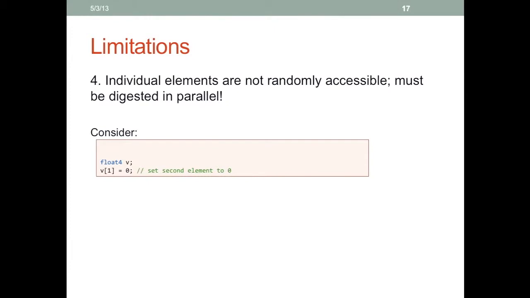Another one that gets everyone, it's important to realize that individual elements are not randomly accessible. They must be digested in parallel. Everyone wants to do this. We have a vector, and we want to access the second element of the vector directly. Let's say set it to 0, lock a guy to the ground, or something as such.